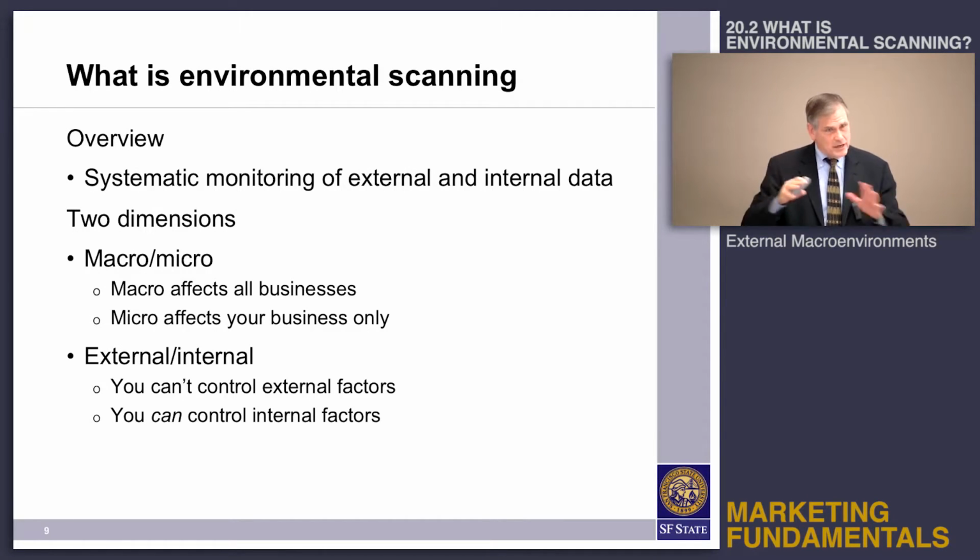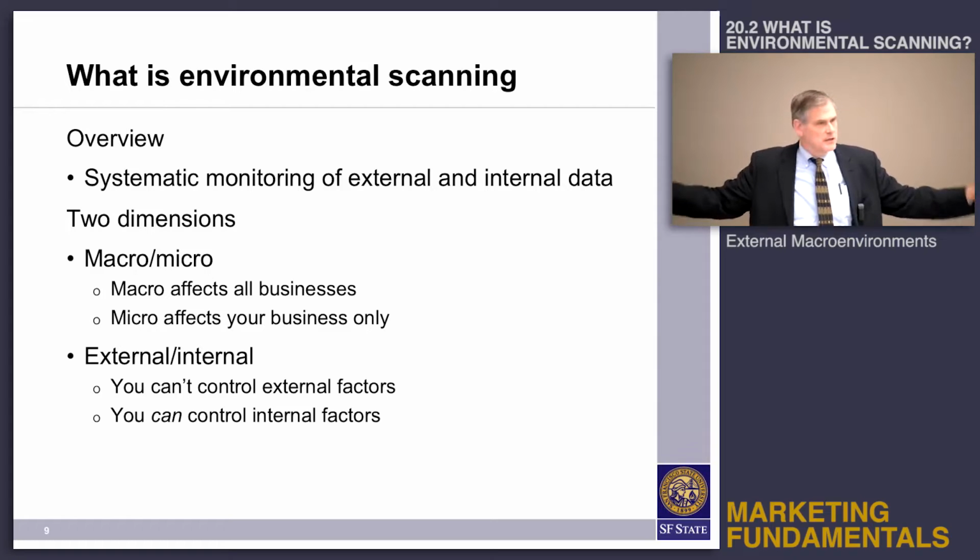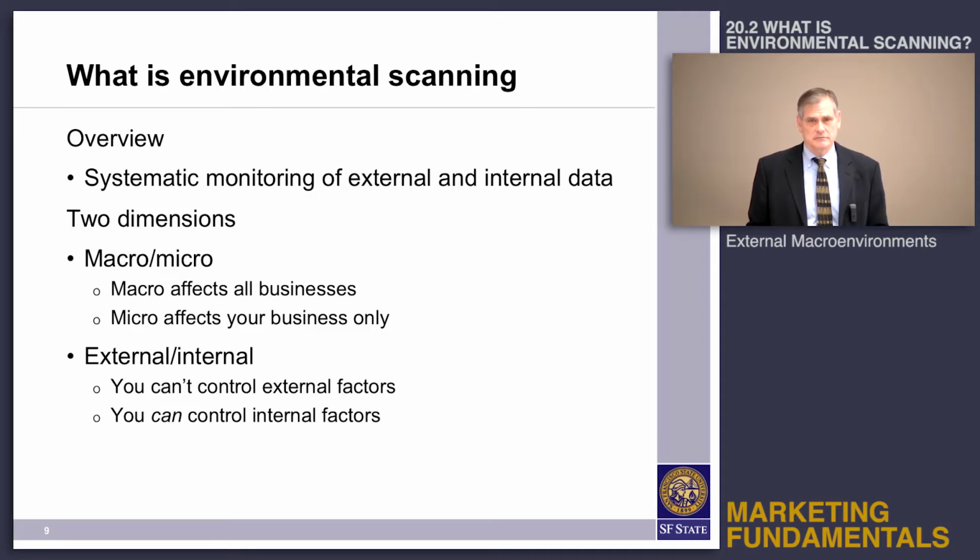Again, this is a systematic approach to looking at what's going on in the world around you. There are two dimensions that we want to look at when we're evaluating this. There's macro versus micro, and issues that are macro affect all businesses. Issues that are micro affect your business specifically. Okay? And then internal versus external, this is in terms of whether or not you can do anything about it. So external issues are things that you have no control over.